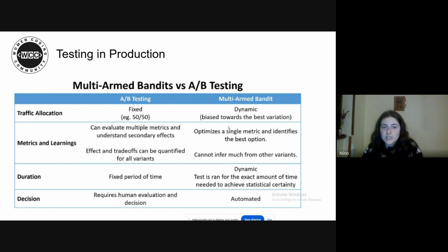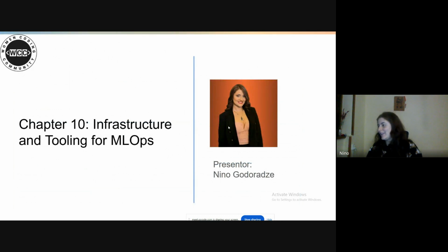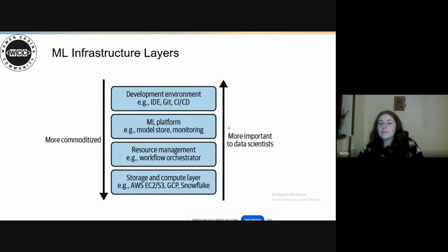Yeah, we finished the testing methods in production, and with this we also finished chapter 9, and we move to chapter 10. Yeah, I will continue again. So we go to infrastructure. This is a very important topic because it's great to have a trained model and code, but if we don't have the right infrastructure for our MLOps, we won't last long in production. So we have 4 main layers. We have the lowest layer, which starts from the storage and compute layer, and we end up at the top layer, which is the development environment.